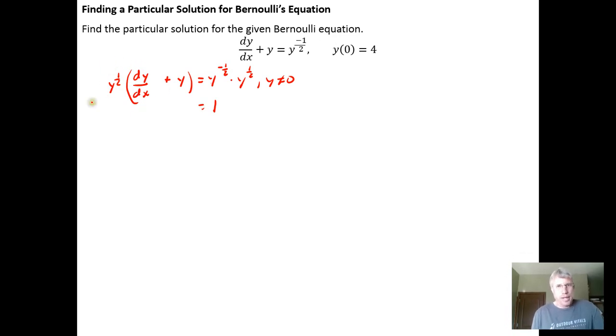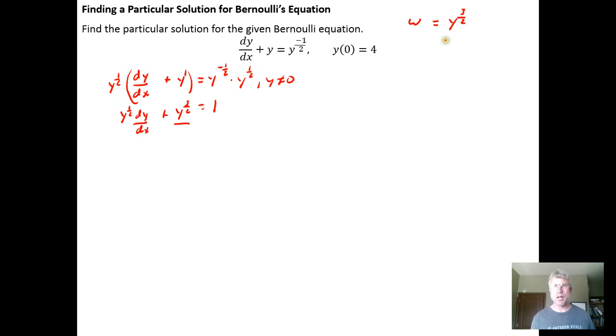Now distributing the y to the 1/2 into the parentheses, I get y to the 1/2 times dy/dx plus y to the 1/2 times y to the first power, which is y to the 3/2. And then this is the step where we try to linearize it. We linearize the differential equation by setting w to the first power equal to that non-linear y to the 3/2 term. So we set w equal to y to the 3/2. So that's our first substitution.